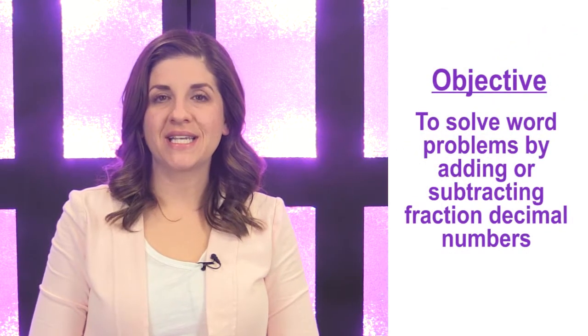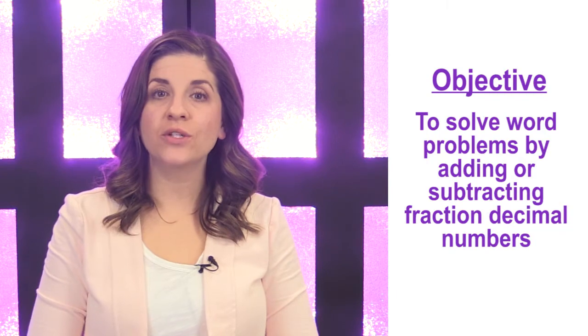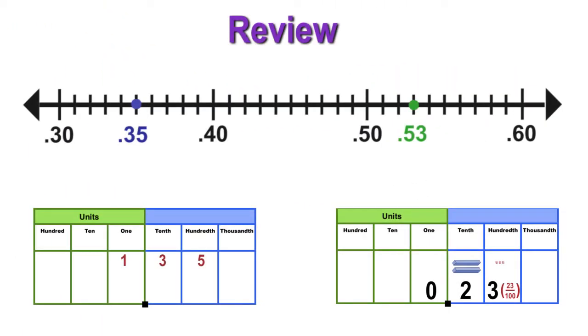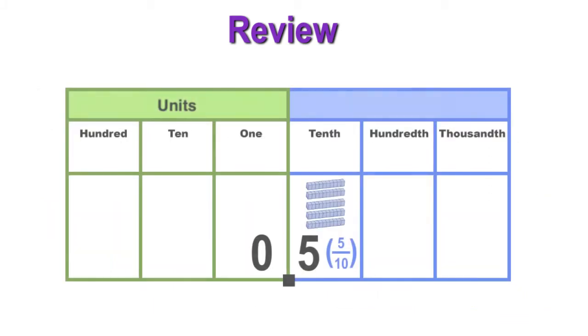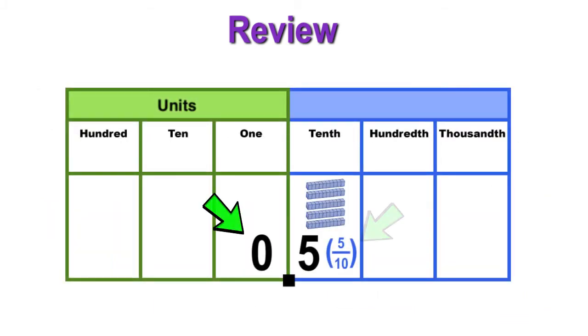The objective of this lesson is to solve word problems by adding or subtracting fraction decimal numbers. In previous lessons, students have used number lines, place value charts, and place value blocks to write, model, and read decimals to the hundredths. Students have discovered that a number written in decimal form is the same as a number written in fractional form, and vice versa. There are multiple paths to solving today's problems.